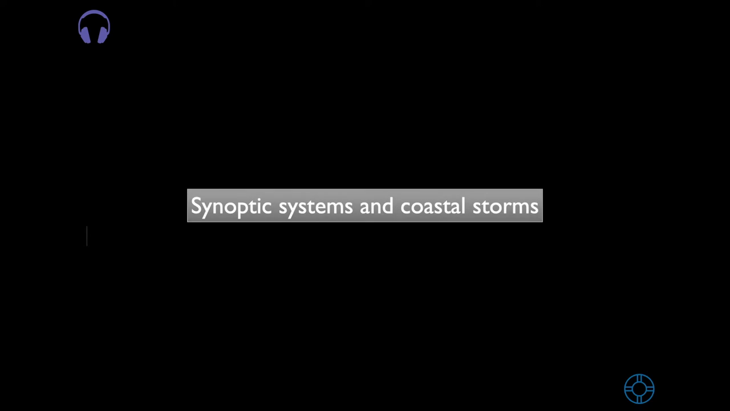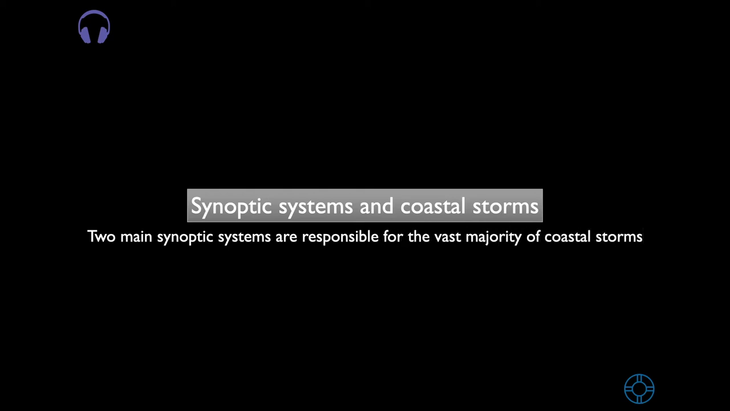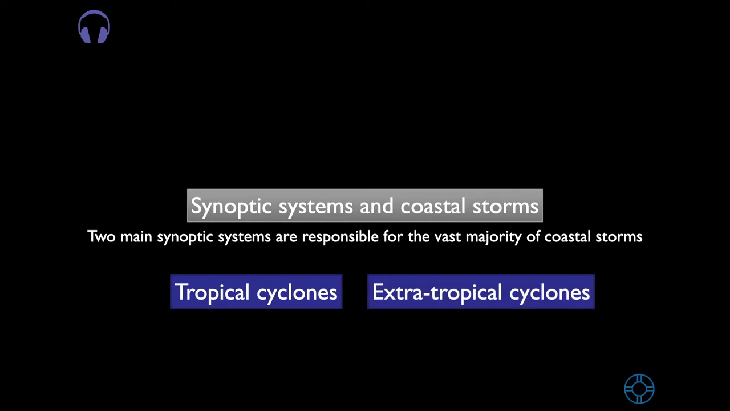Now, we are going to talk about synoptic systems and coastal storms. There are two main synoptic systems that are responsible for the vast majority of coastal storms. These are the tropical cyclones and the extratropical cyclones. Let's see something about them.